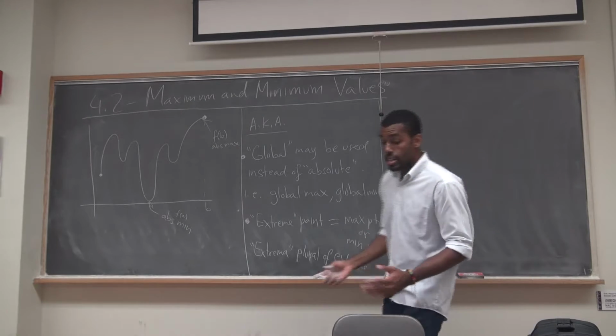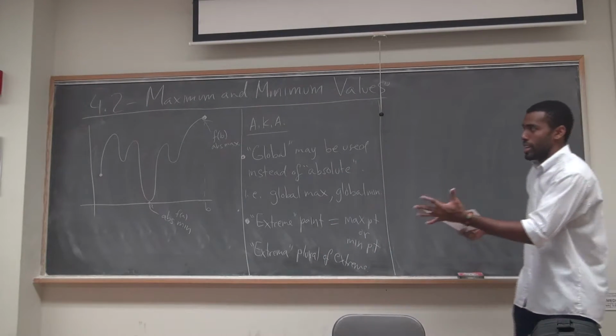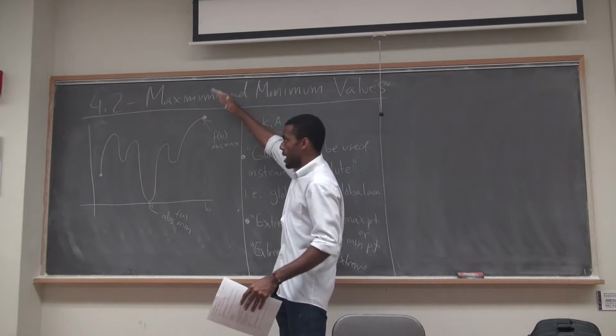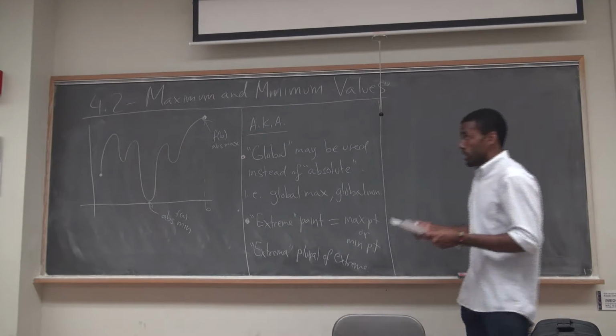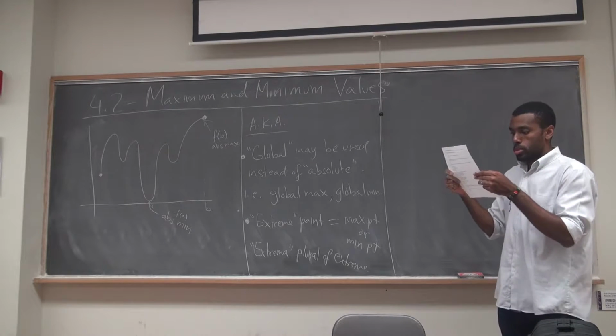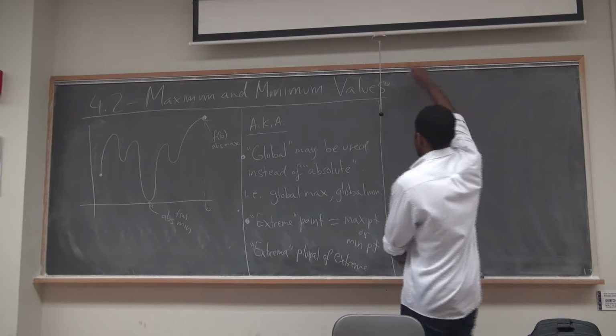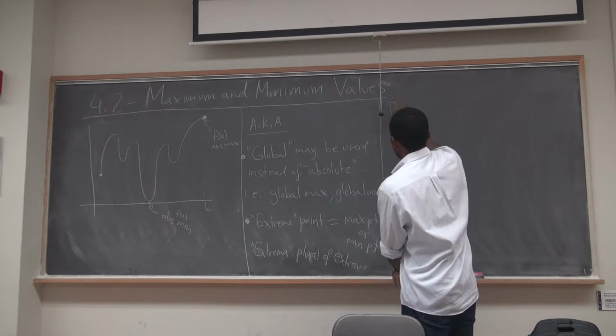And that's it. That's the idea behind absolute max and min. We're going to talk about how to find these, but I just want you to be able to recognize what they are. Pretty much, on the graph, it's the highest point or the lowest point, in general. Now we're going to talk about local maxes and minimums. So there are two classes of maximums and minimums.